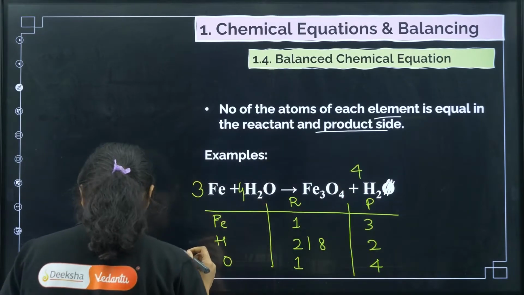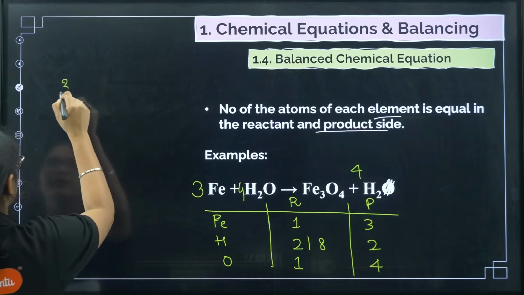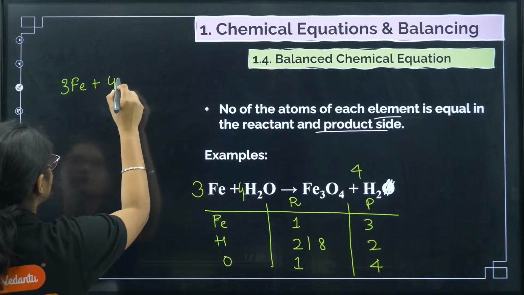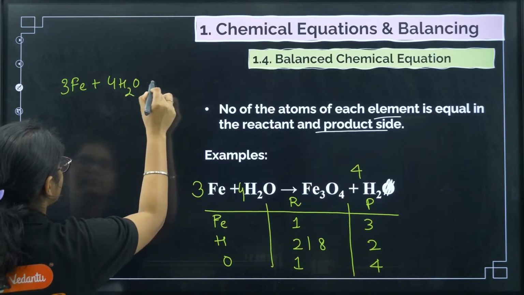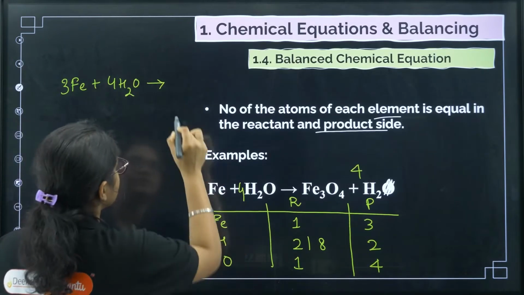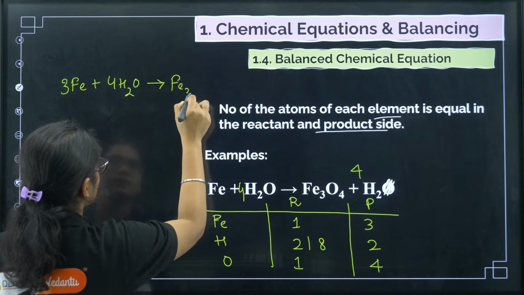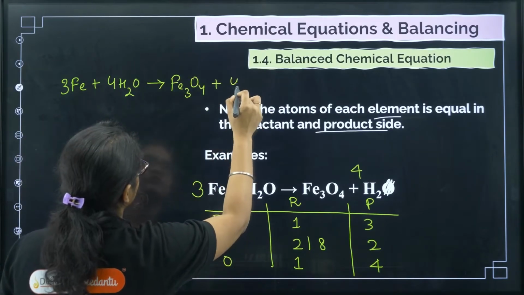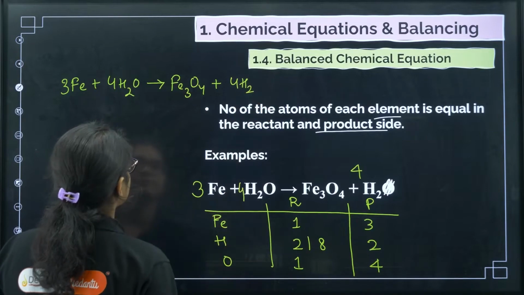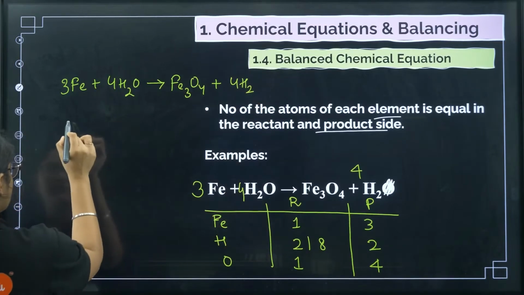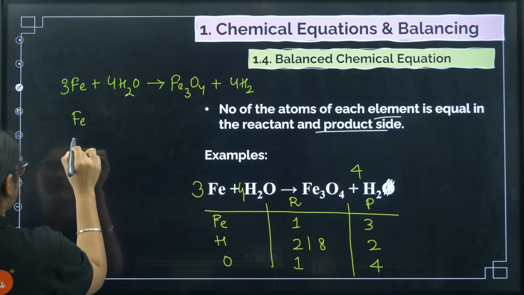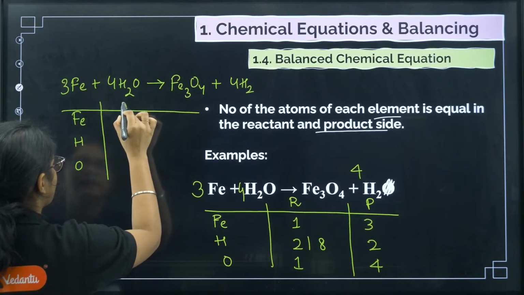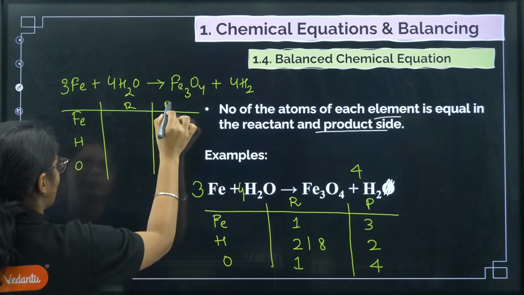Now if I see the final reaction, what am I getting? 3Fe plus 4 water gives me Fe3O4 plus 4H2. Now let us calculate the number of elements again. So we have Fe, we have hydrogen, we have oxygen, on the reactant side and on the product side.